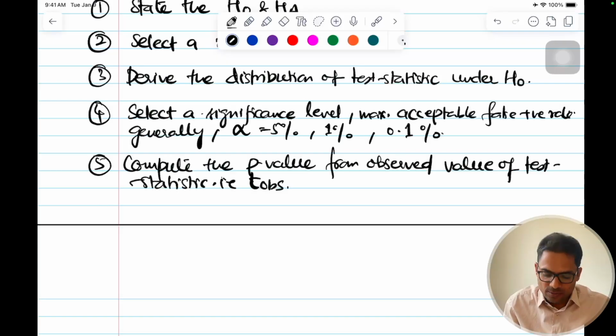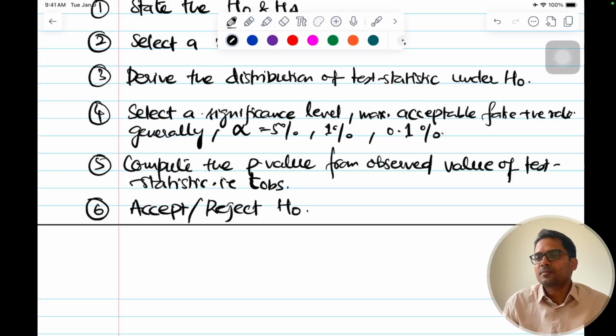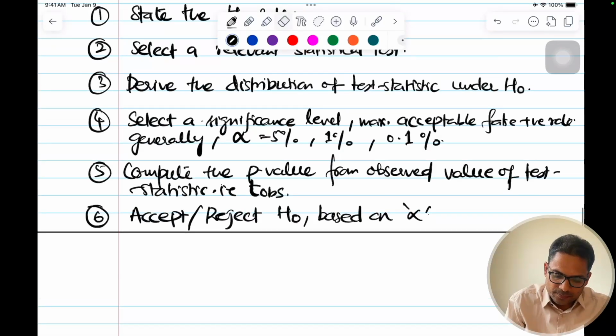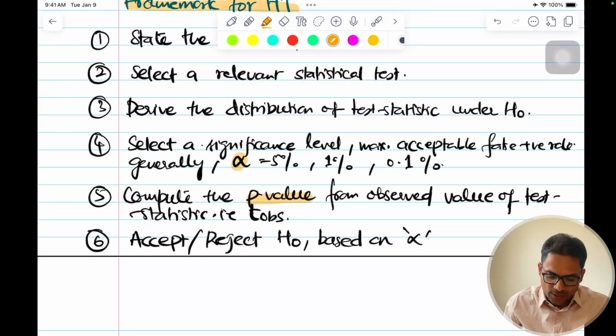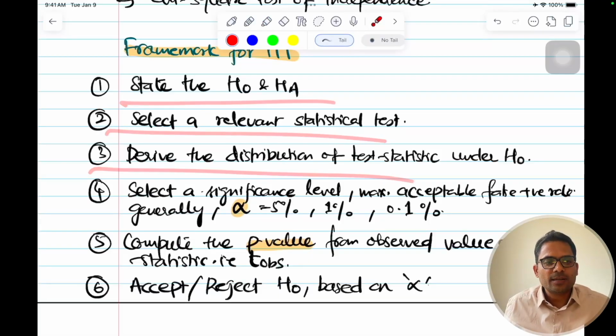So we'll compute the p-value, and then finally on the basis of this, decide to either accept or reject your null hypothesis. And step 6 is to accept or reject the null hypothesis based on the significance level that you have set. Based on alpha. Alpha is your significance level. Alpha and p-value are important terms. These are your 6 steps. We'll come back and revisit them one by one.